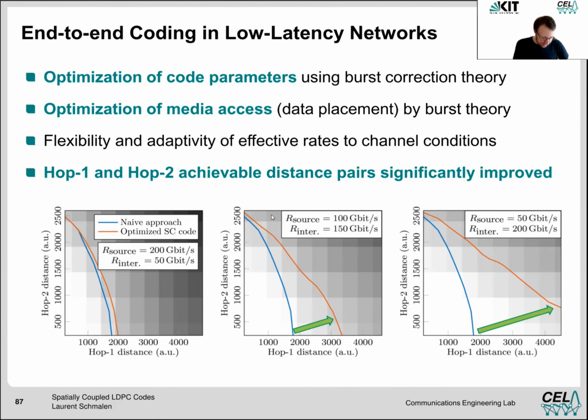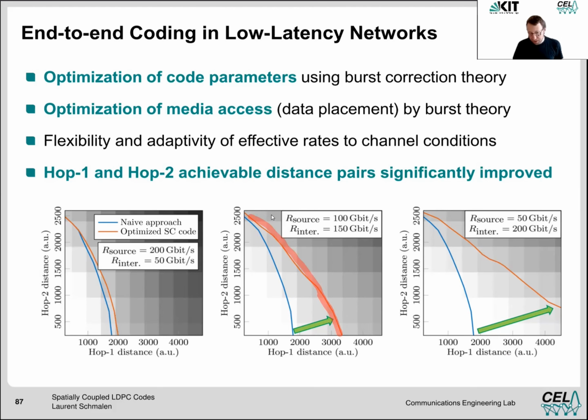And we actually do this, and we can get quite big improvements. So what we see here is the pairs of distance that we can cover. This is the distance of hop 1, from source to intermediate node. This is the distance of hop 2, from intermediate node to the destination. And we compare the naive approach in blue and the spatially coupled code. Now, if the amount of data that we transmit from the source to the intermediate node is not too large, then we have short bursts. And then with our optimized codes, we can actually get quite a significant improvement of coverable distances.